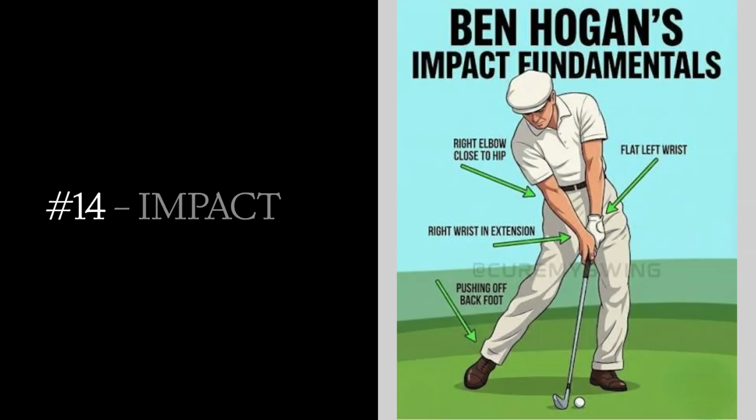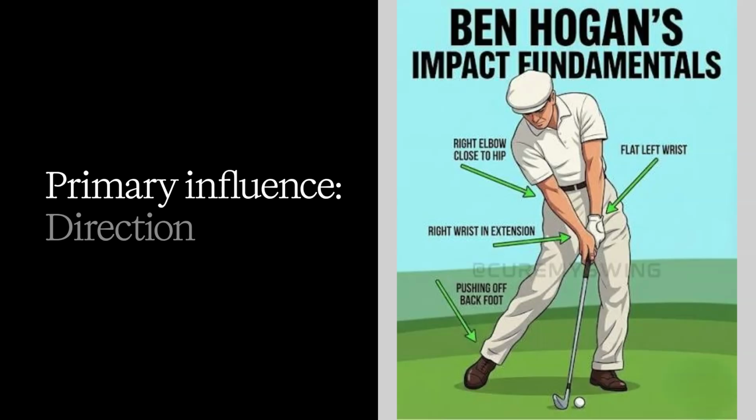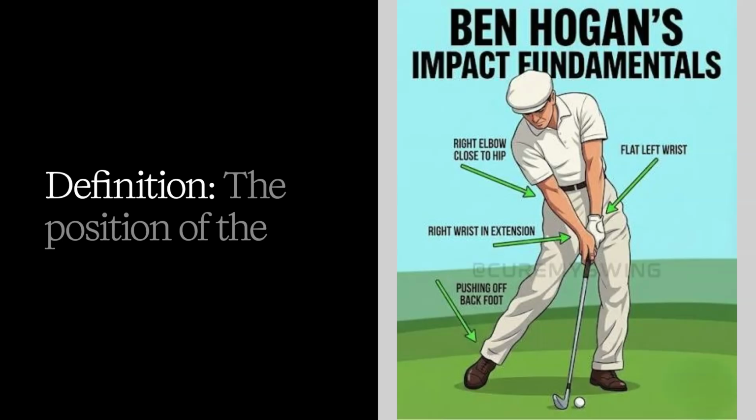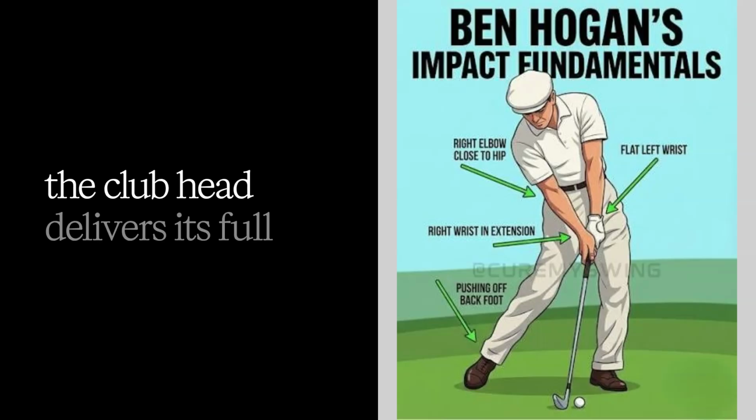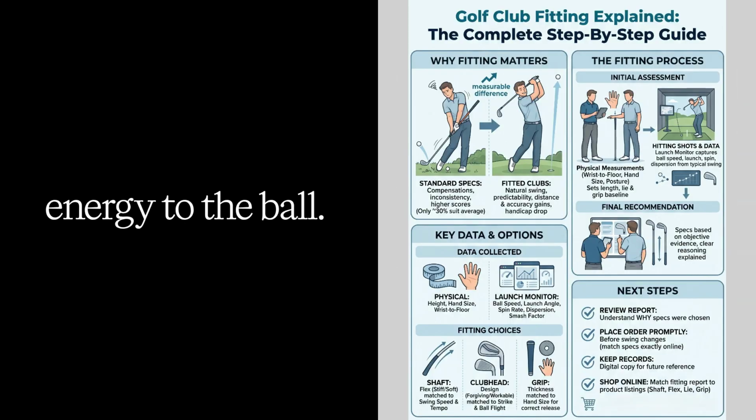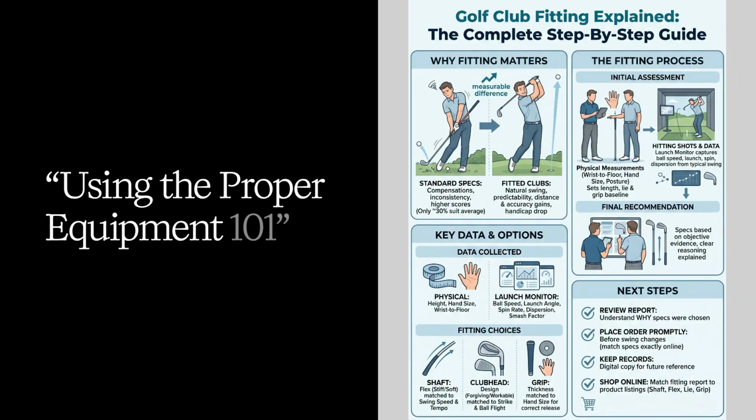Number 14. Impact. Primary influence, direction, and distance. Definition: the position of the body and club at the moment the club head delivers its full energy to the ball. Using the proper equipment 101.